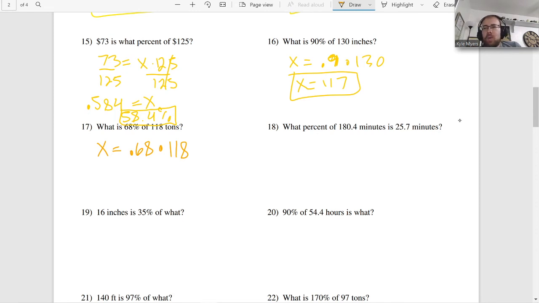All right. What is 68% of 118 tons? Looks like it is 80.2 tons.